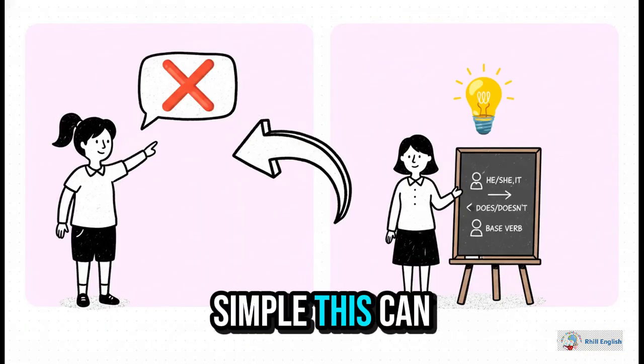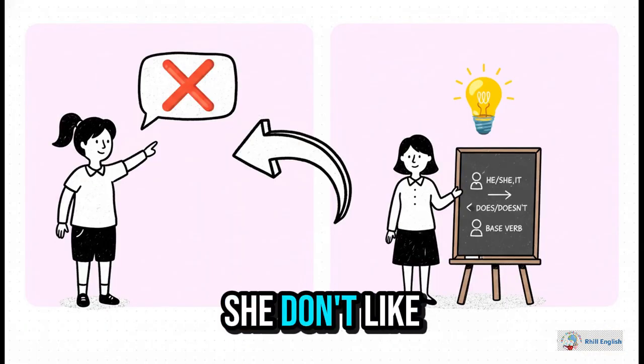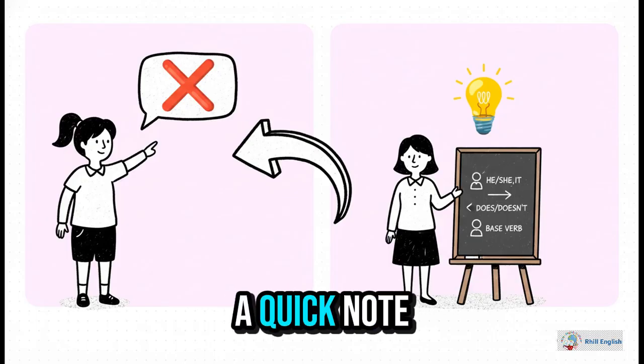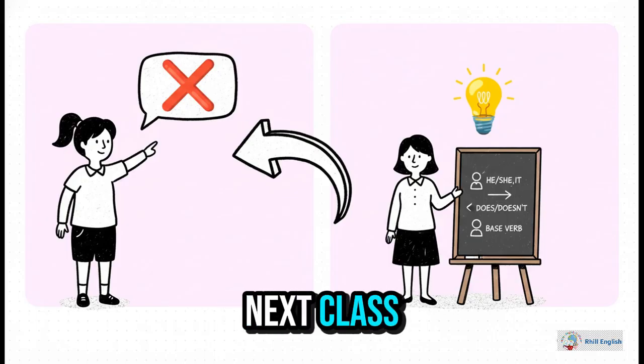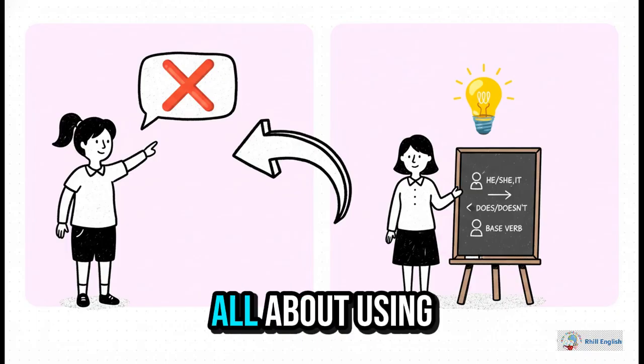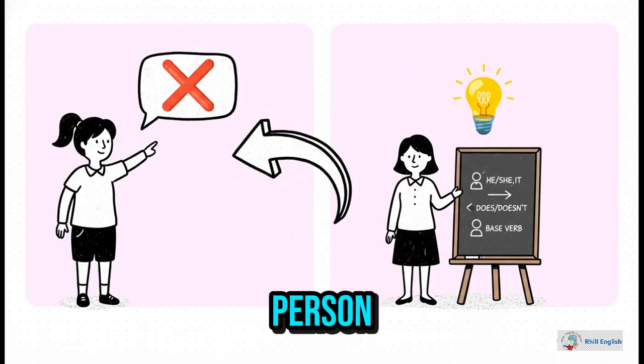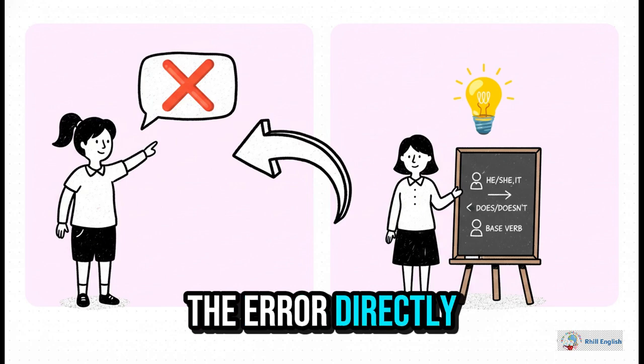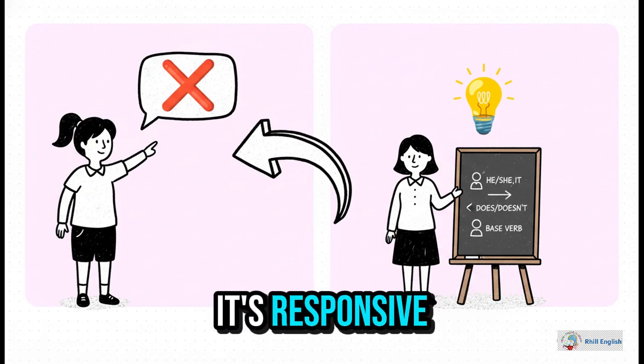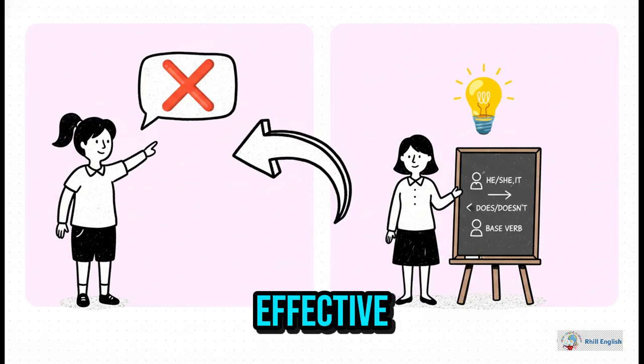And look how simple this can be. A student says, "She don't like apples." You hear it and you make a quick note. Then, for your next class, you plan a quick 5-minute mini lesson all about using "does" and "doesn't" for the third person. And that's it. The error directly shaped your teaching. It's responsive, it's targeted, and it is incredibly effective.